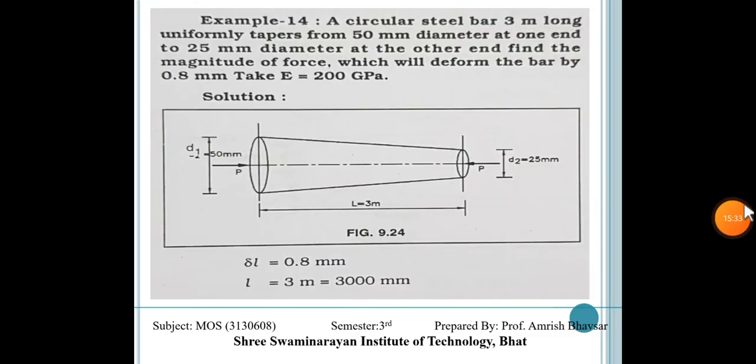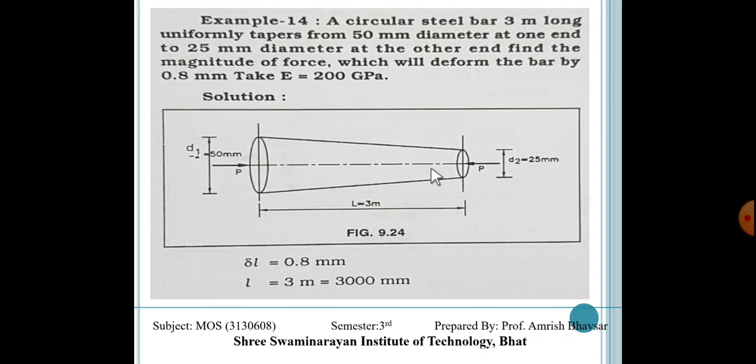Next, the most important thing: a circular steel bar 3 meter long uniformly tapers from 50 mm diameter at one end to 25 mm diameter at the other end. Find the magnitude of force which will deform the bar by 0.8 mm. Take E is equal to 200 GPa.